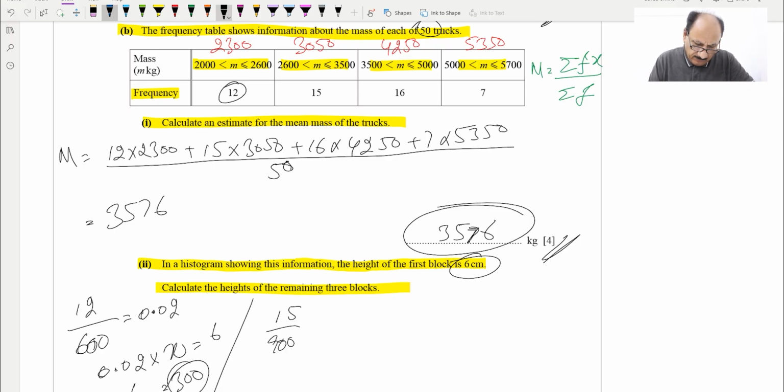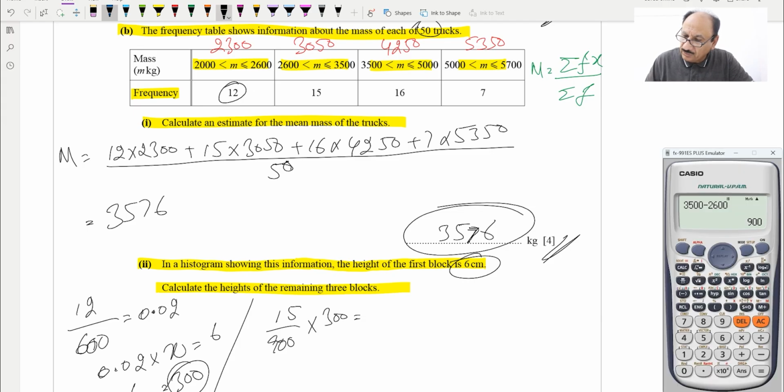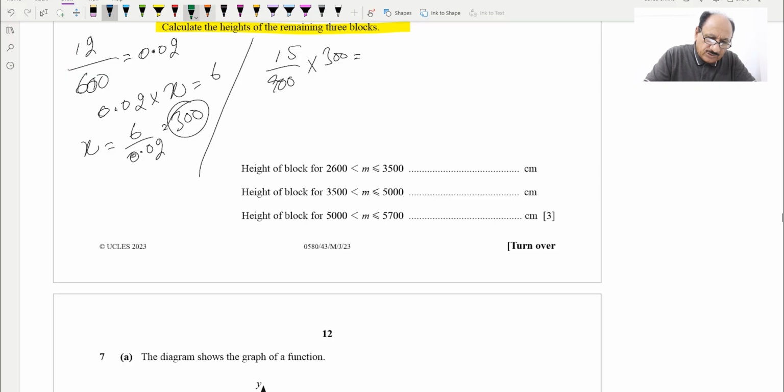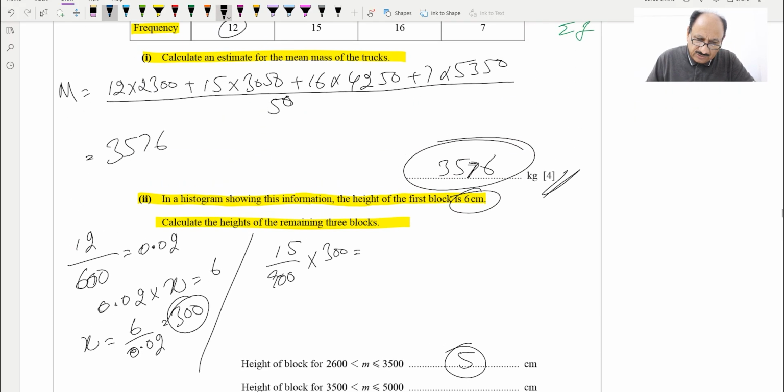So this one, and the multiplier will be 300, and this one we can check for, this will be what? This will be 15 over 900 and multiply by 300, which is giving us 5. So this will be 5, the answer for the first one. Similarly, we can check for the second one.